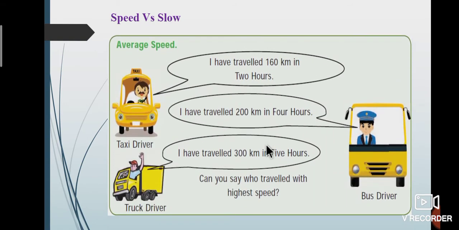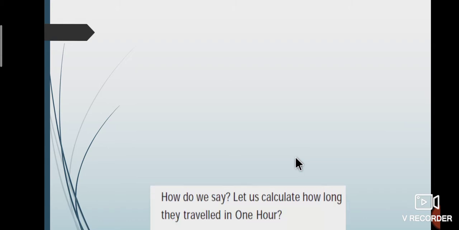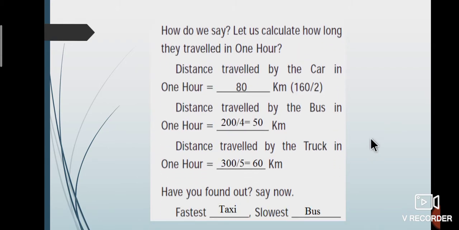Shall we discuss the combined process of speed and slow? A taxi driver travelled 160 km in 2 hours. A bus driver traveled 200 km in 4 hours. A truck driver traveled 300 km in 5 hours. Can you say who traveled with the highest speed? Okay, let us calculate how far they traveled in 1 hour.